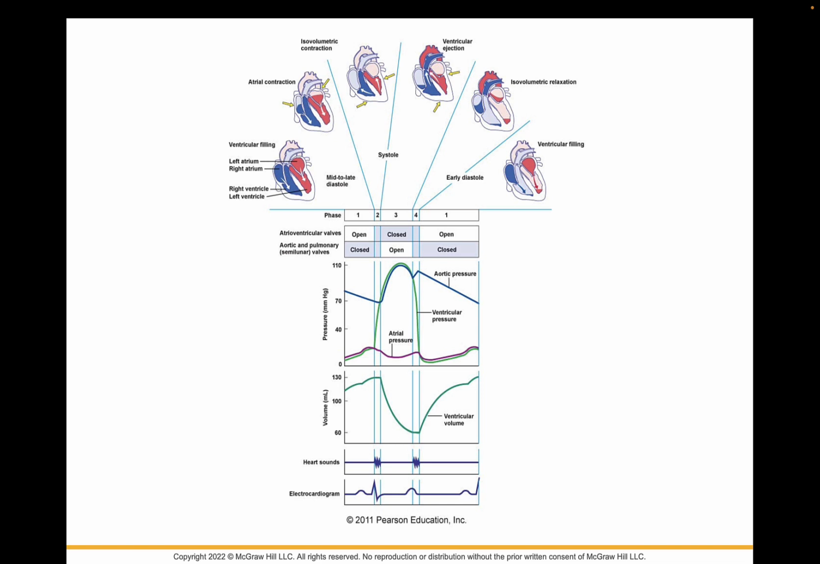Then we move into early diastole. We now notice that atrial pressure is greater than ventricular pressure, resulting in the open AV valves. Ventricular pressure is still much less than aortic pressure, so the semilunar valves are closed. This is where we actually see the majority of filling within the ventricles, and as noted, this is passive in nature.